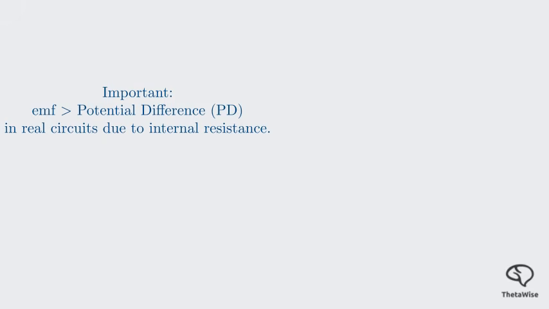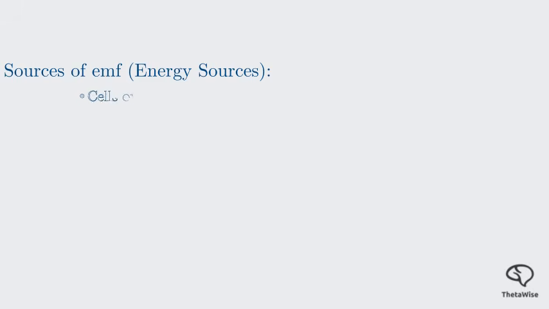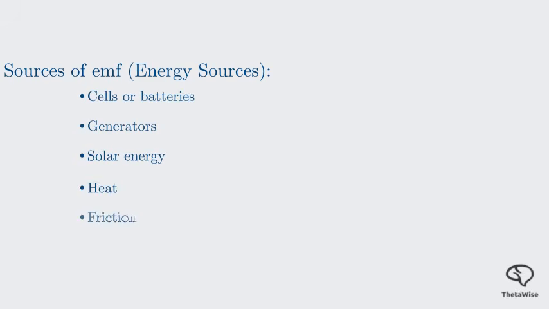So, to recap, EMF is the source's potential with no current flowing, and potential difference is the actual voltage available when current is flowing. Where does this EMF come from? There are many sources. Common sources include cells and batteries, generators that convert mechanical energy to electrical, solar panels that convert light, and even heat or friction. These sources all work to establish that electrical pressure to get current flowing in a circuit.